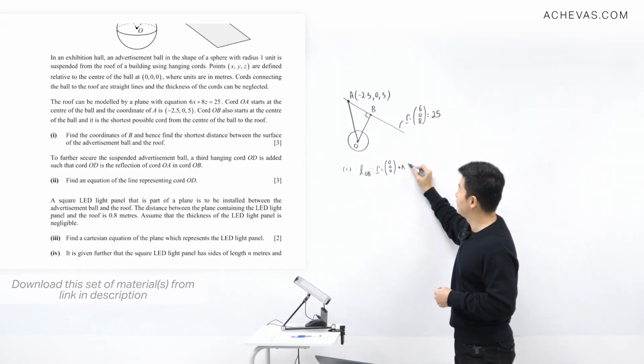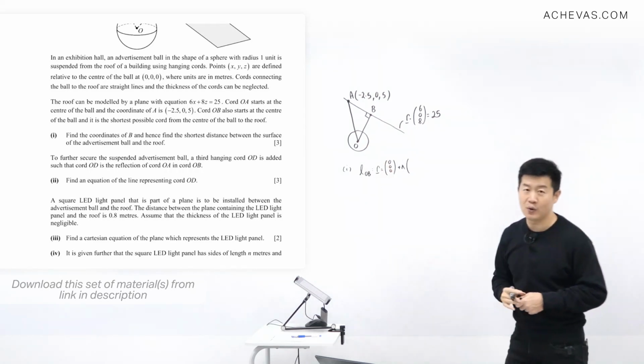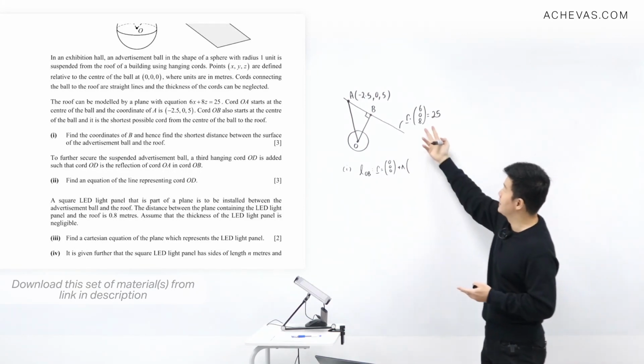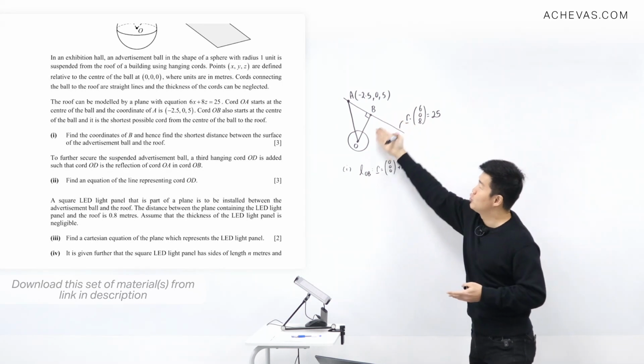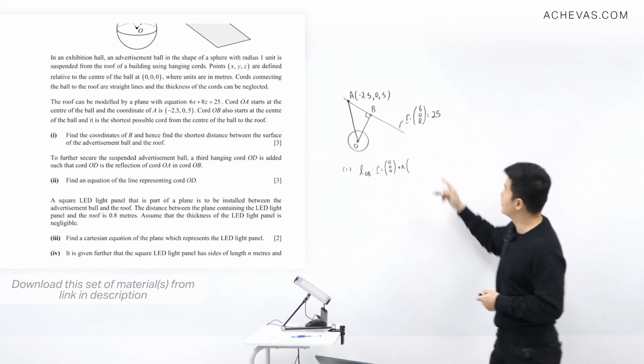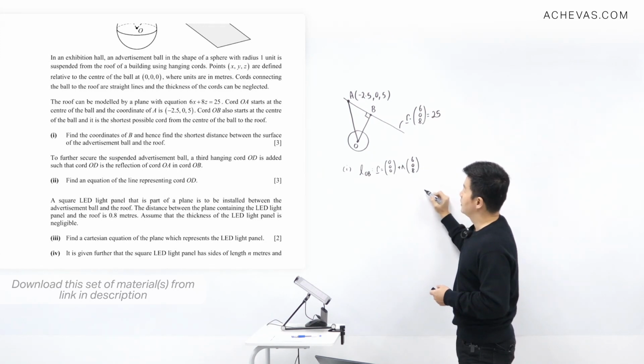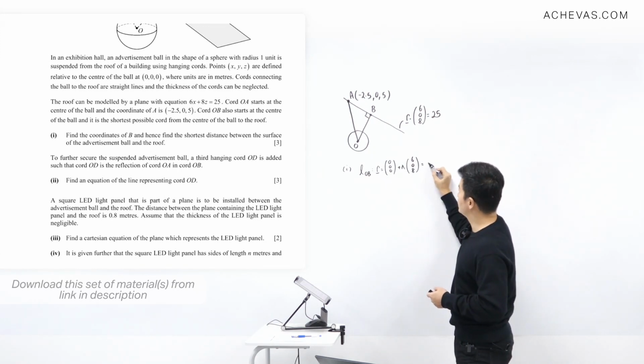Then plus lambda of a direction that is parallel to OB. Do we have a direction that is parallel to OB? Yes, we do, because the normal to the plane should be parallel to OB. So I'm going to make use of this (6, 0, 8). So this is equal to lambda of (6, 0, 8).